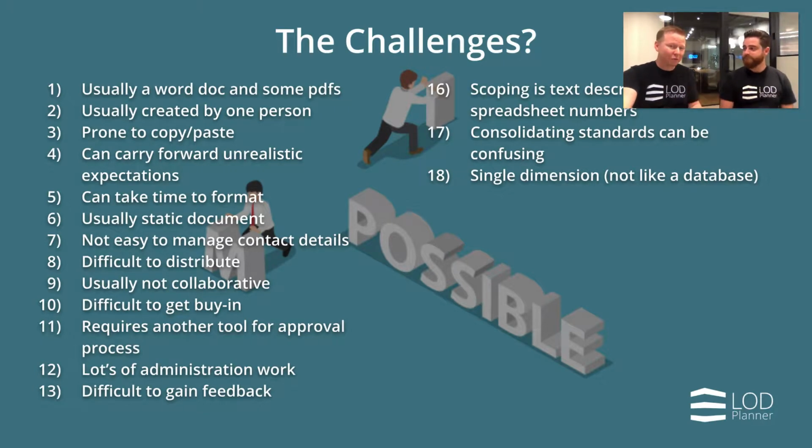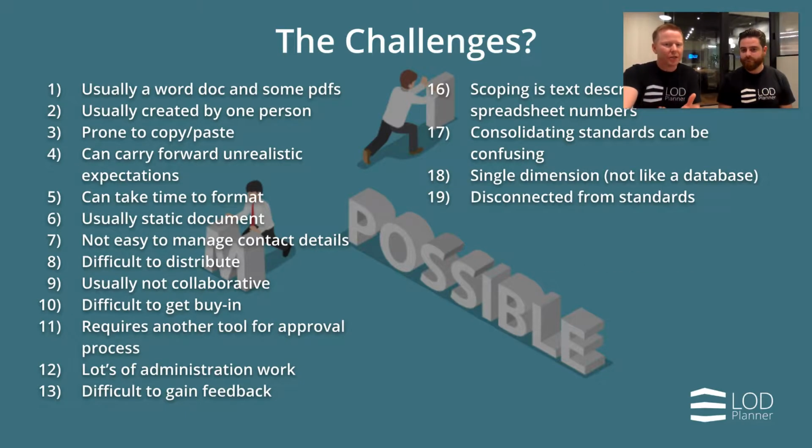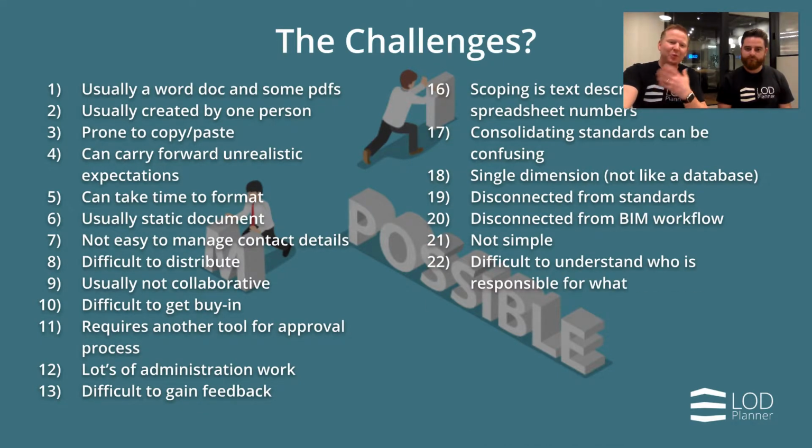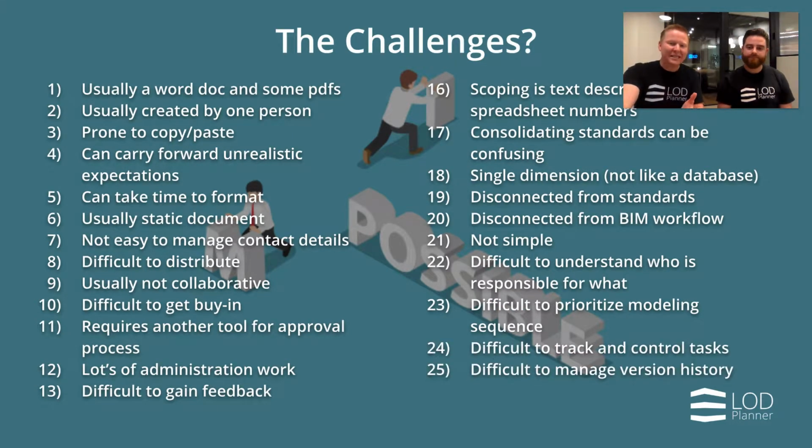It's difficult to agree when everything's in lots of different places, and you keep having to go to the dictionary to say, okay, what does this mean? What is that? Yeah, and it's great. We all need that dictionary. But when you're trying to deal with it in a single dimension, a spreadsheet, for example, without that database of rich knowledge behind it, it can be a real challenge. Totally disconnected from the standards and disconnected from the rest of the workflow that we see. Not simple, difficult to understand who's responsible for what, et cetera. You kind of get the idea here.